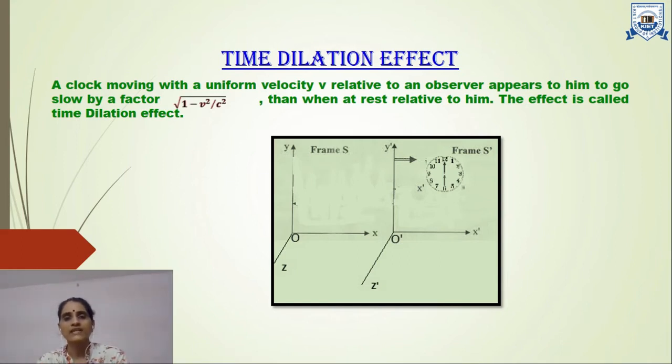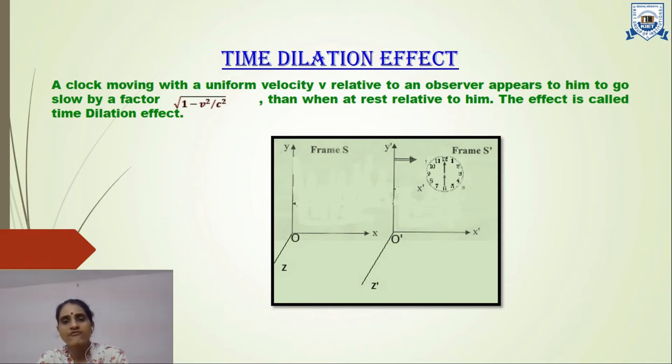So diagrammatically, if we see here, we consider two frames S and S dash. S dash frame is moving with a constant velocity v with respect to the S frame of reference in the positive x direction. Y and Y dash are parallel, Z and Z dash are parallel, and we have two observers O and O dash sitting at the origins in frames S and S dash.